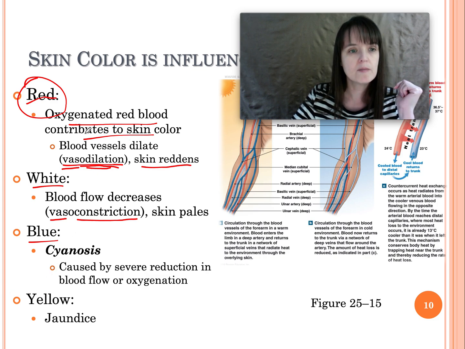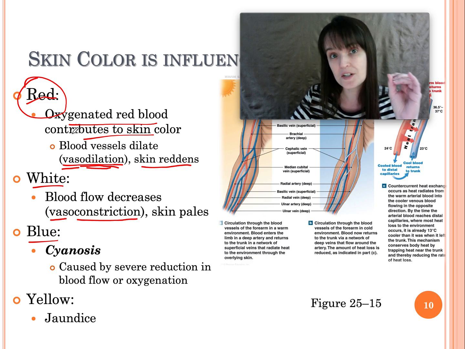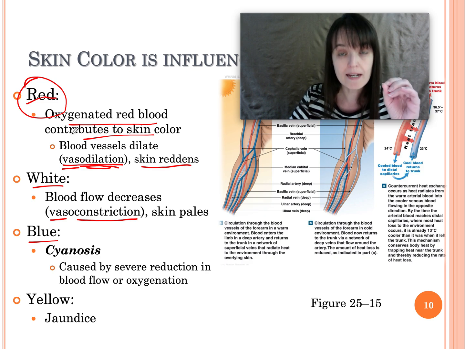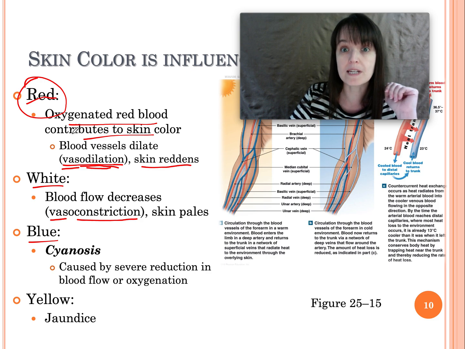Hemoglobin. Hemoglobin is in the red blood cells. When it has oxygen bound to it, it's bright red. When it does not have oxygen bound to it, it is dark red. And so that contributes to the difference in color.